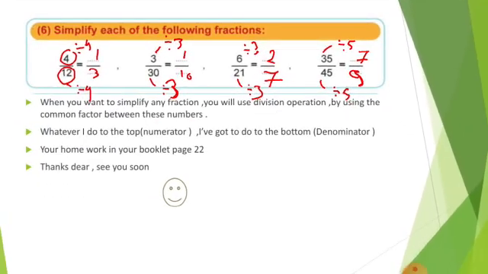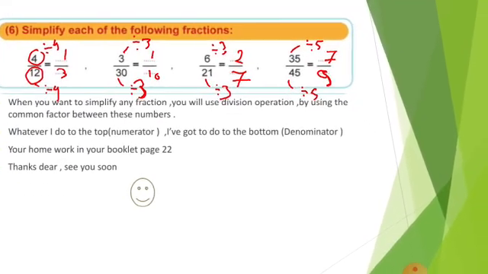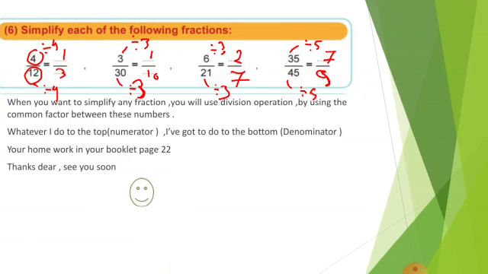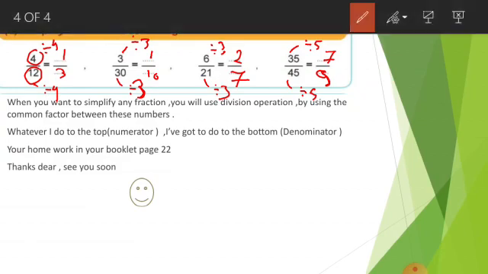تمام. يبقى here when you want to simplifying any fraction you will use division operation by using the common factor between two numbers like 6 و 21. مين common factor بينهم؟ مين؟ 3. Whatever I do to the top اللي هو مين التوب؟ النيومينيتور I have got to do to the bottom اللي هو مين؟ الدينومينيتور.